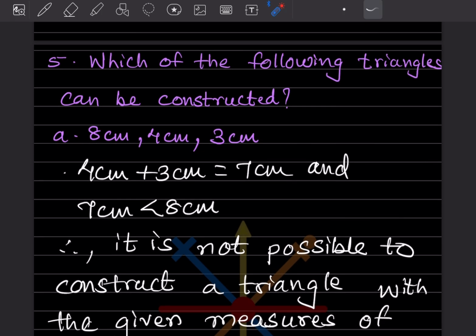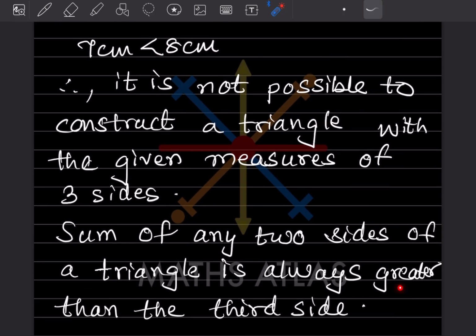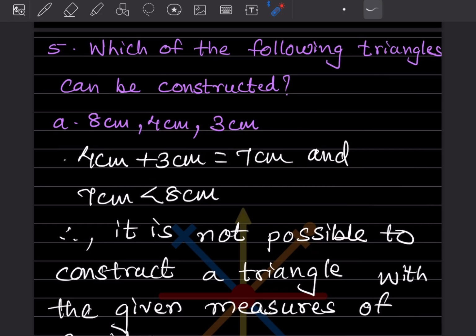Now suppose we take 4 and 3. So 4 plus 3 means 7. And suppose this is the third side, 8 centimeters. The sum should always be greater than the third side, but 7 is smaller than 8, so it is not possible to construct a triangle with the given measures of 3 sides.